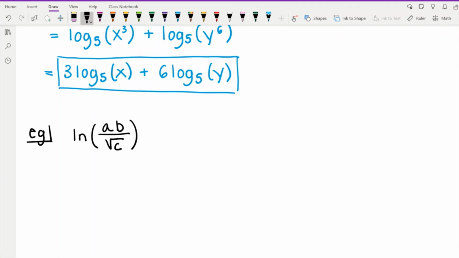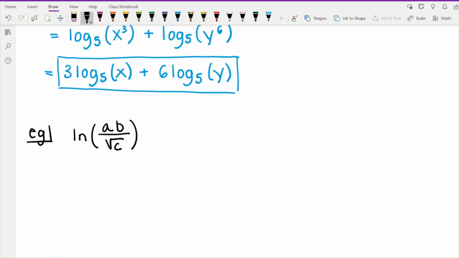All right, so next one we have is ln of a times b divided by the square root of c. So there's a lot going on in this one, right? We have multiplication, we have division, we also have a square root, which can be written as a 1/2 power. So that's an important thing to recognize, is that whenever you're taking a root of a number, you can rewrite that as an exponent, which will allow us to use that exponent rule to bring down that exponent.